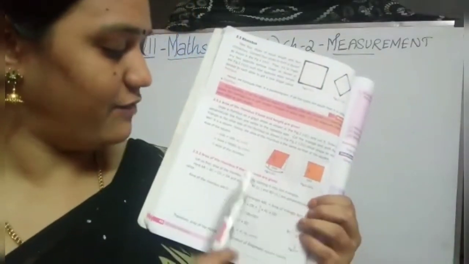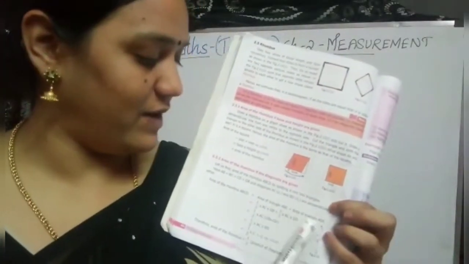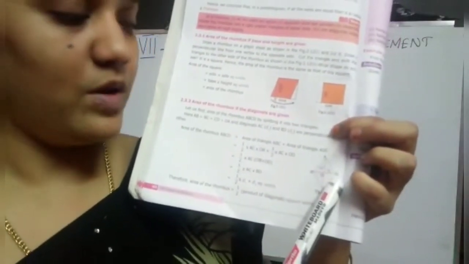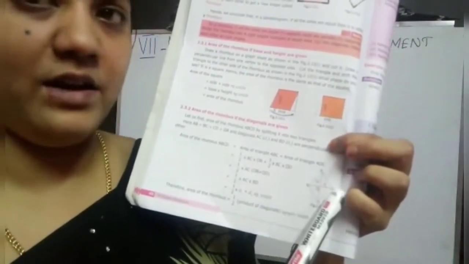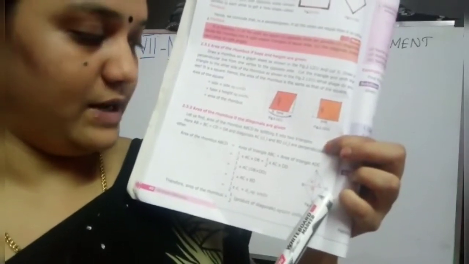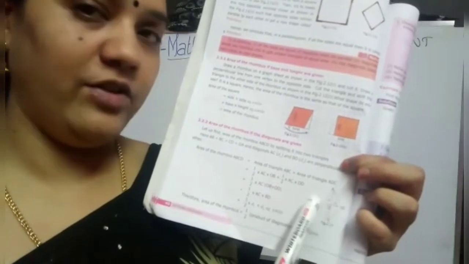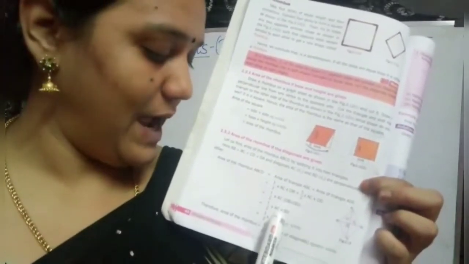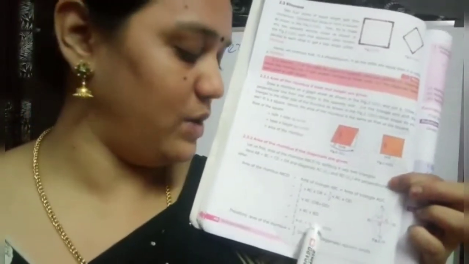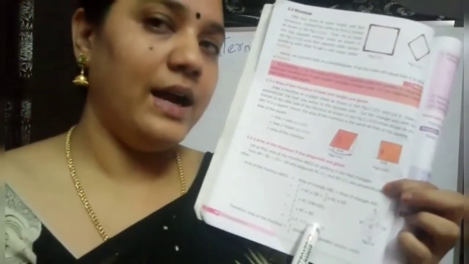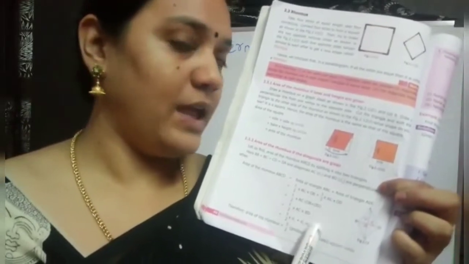The next one: if the diagonals are given, they have divided this rhombus. See this rhombus, given as A, B, C, D, with diagonal 1 and diagonal 2. First they took ABC as one triangle and ADC as another triangle, found the area of both triangles, and finally added them. While adding, we got the answer half into d1 into d2. That is another formula for finding the area of the rhombus.